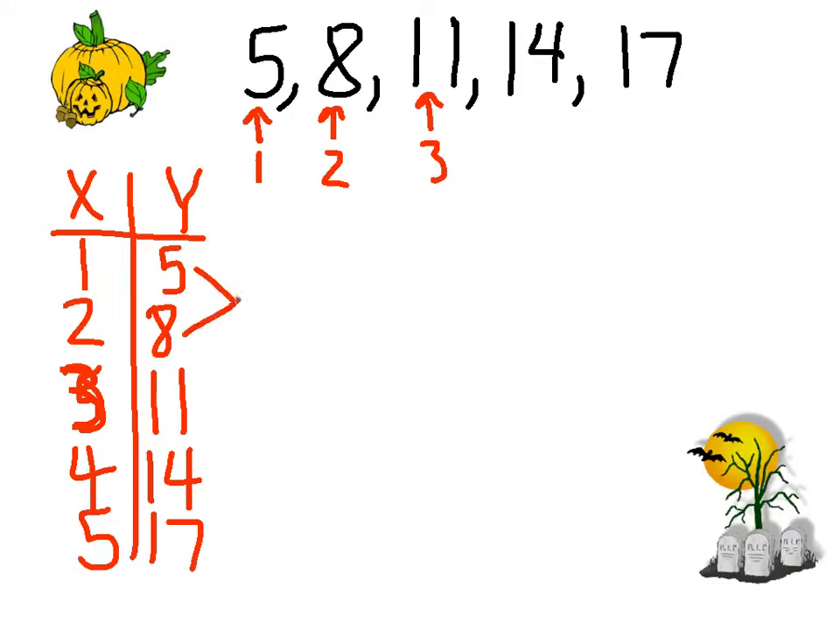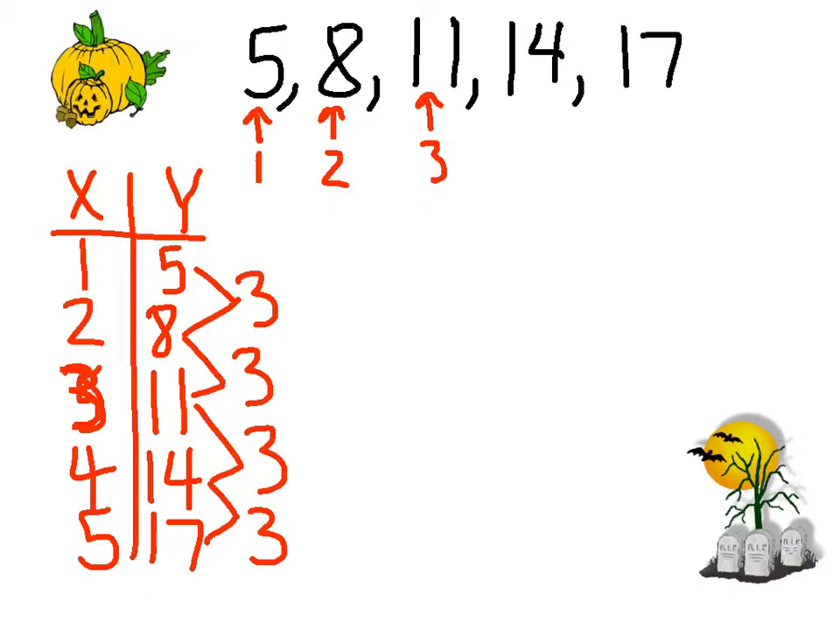Alright, so next we're going to find the difference between our y values. So 8 minus 5 is 3. 11 minus 8 is 3. 14 minus 11 is 3. And 17 minus 14 is 3.